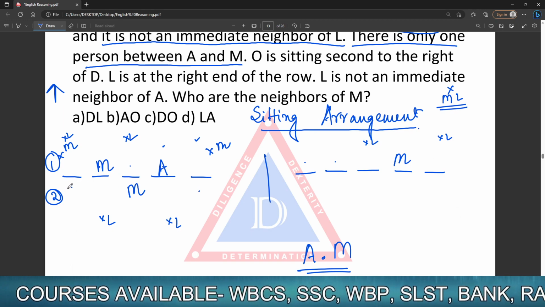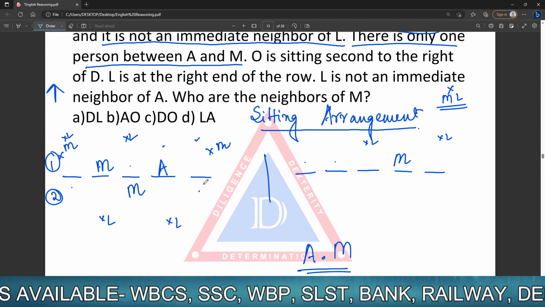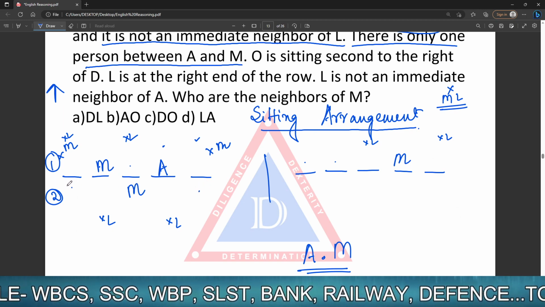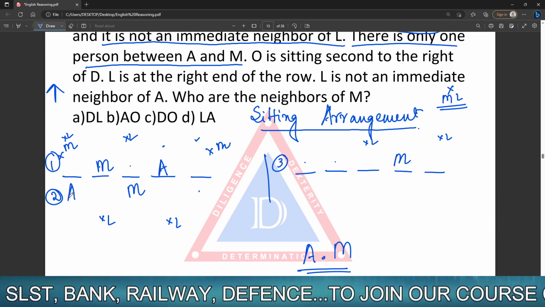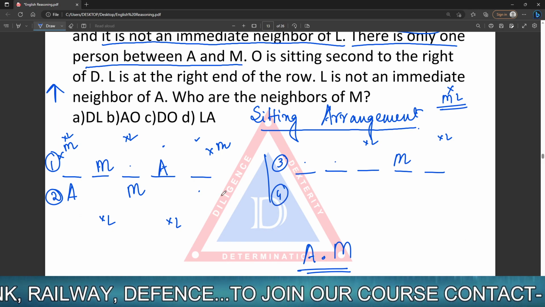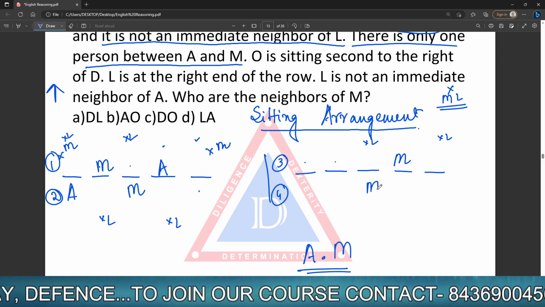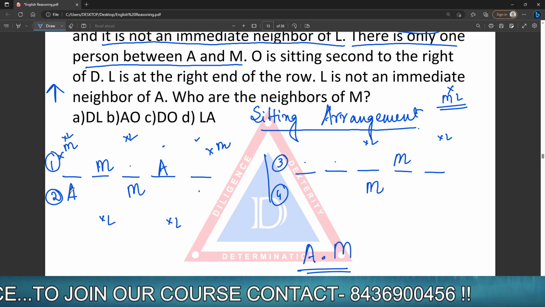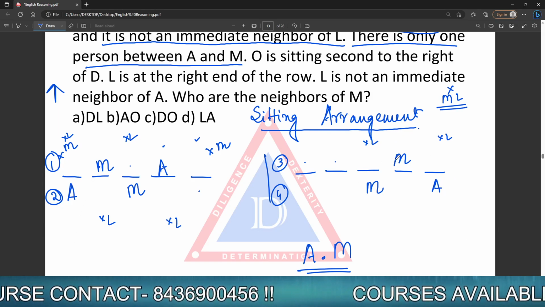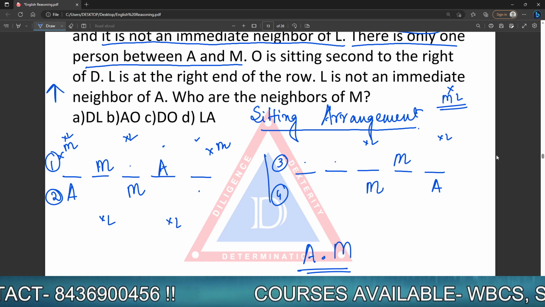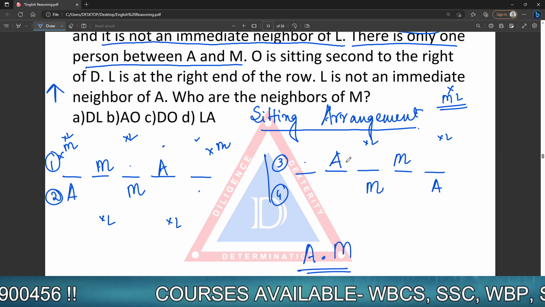In this case A can be here or A can be here. So this is the third case. Let's make another case for this one. M is in the middle. A is written on the left hand side, so A should be in the right hand. And for the third case, A cannot be to the right of M, so A should be to the left of M.